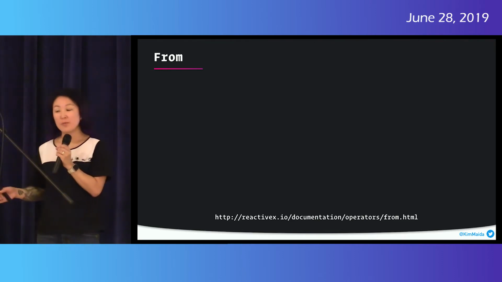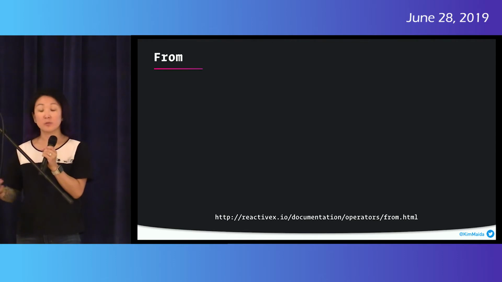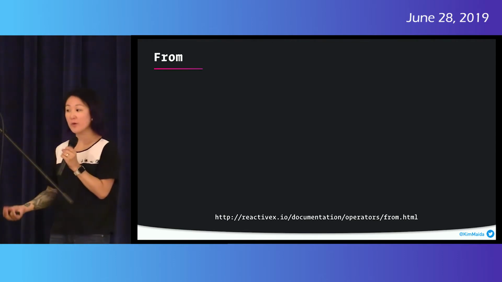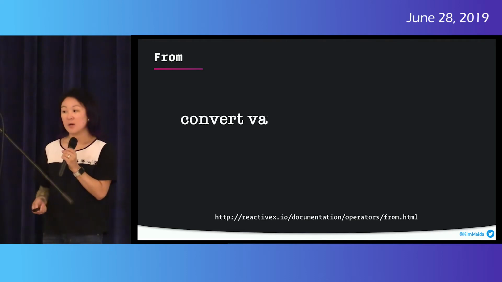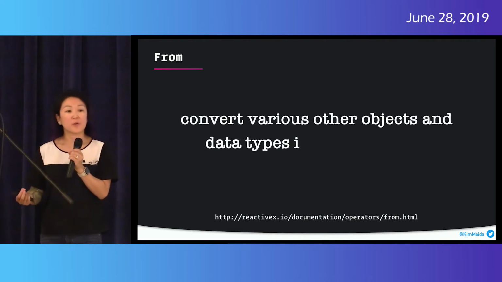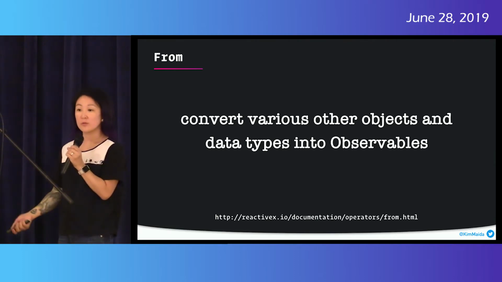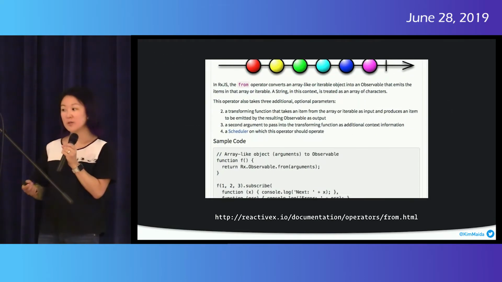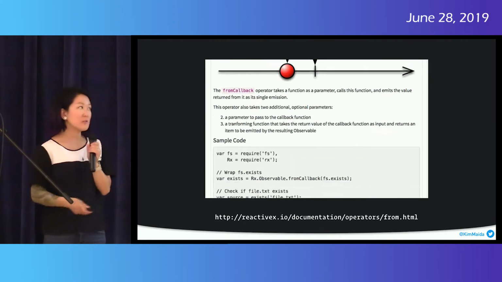And the Rx libraries do a great job of this by offering you this observable creation method called from, and then from also has several variants of itself. Now, the purpose of from is to convert various other objects and data types into observables. If we look at the actual docs for this, this is what they look like. And there's a bunch of things to unpack here.